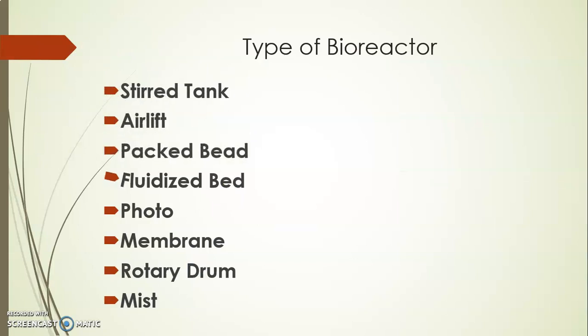Okay, today I am not dealing with the bioreactor types. However, the types need to be just mentioned. These are the stirred tank bioreactor, airlift, packed bed, fluidized bed, photobioreactor, membrane bioreactor, rotary drum, and mixed bioreactor. You can see in different books and online content that the reactor types can be categorized in many different ways. So don't be confused.